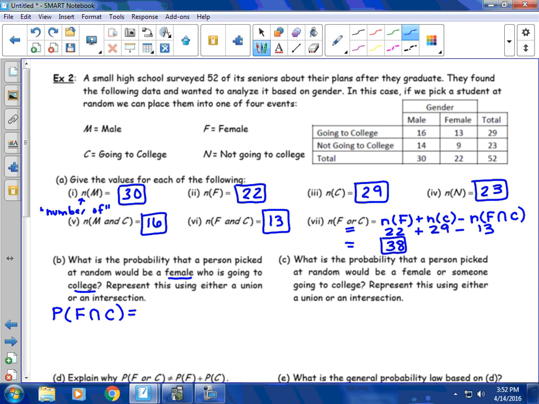That's easy. I just look at the table, female going to college. This probability is 13 out of the total of responders, down here in the corner, 52. So 13 out of 52 reduces to 1 out of 4.